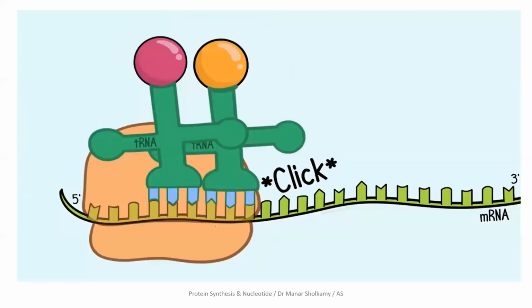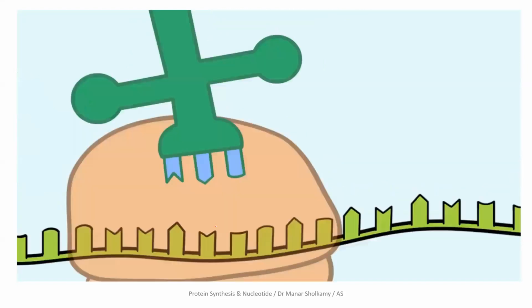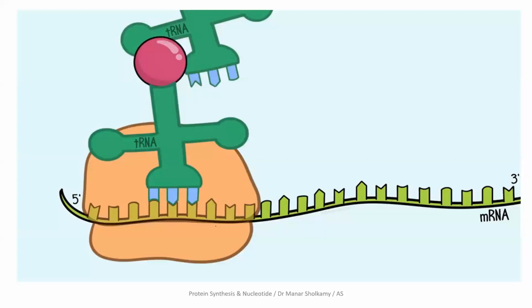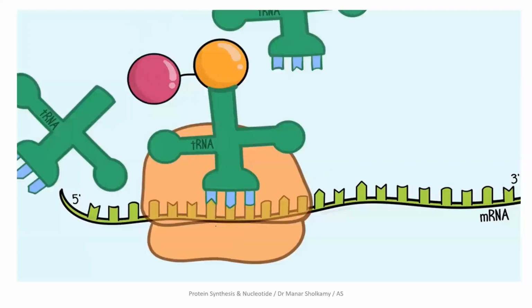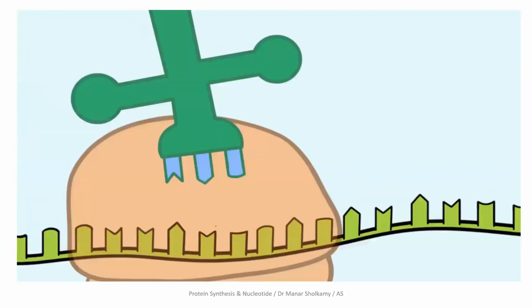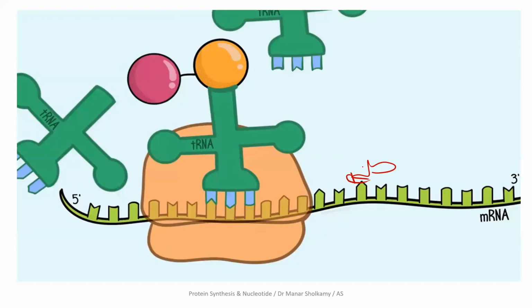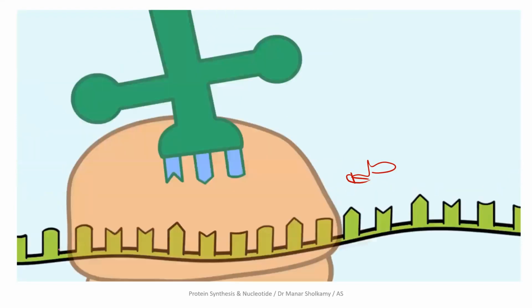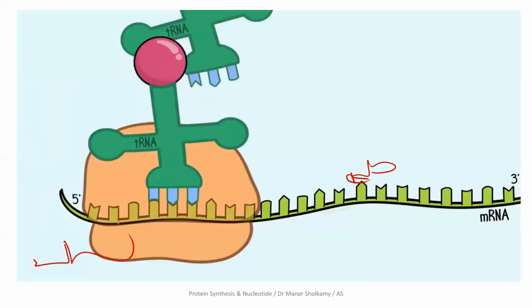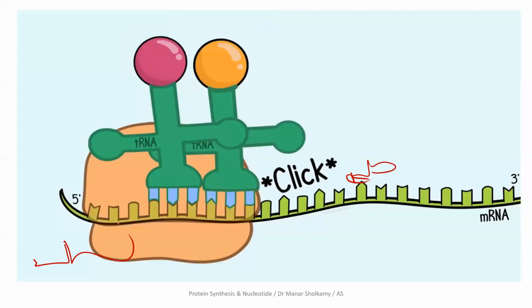How many transfer RNA molecules can bind to the ribosome at any given time, Yasin? Two. So the messenger RNA will bind to the ribosome. The ribosome will attach to the 3' end of the messenger RNA. And every three bases on a messenger RNA are called a codon.